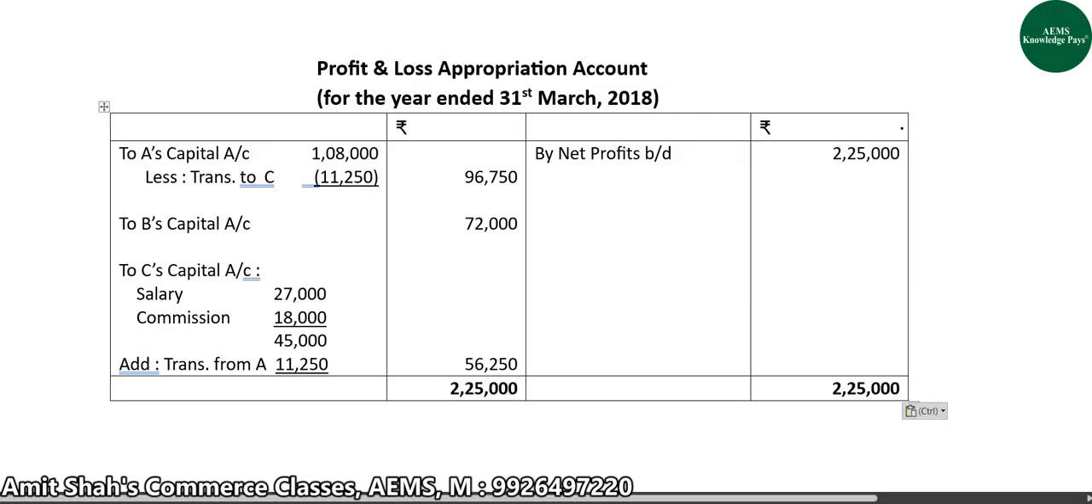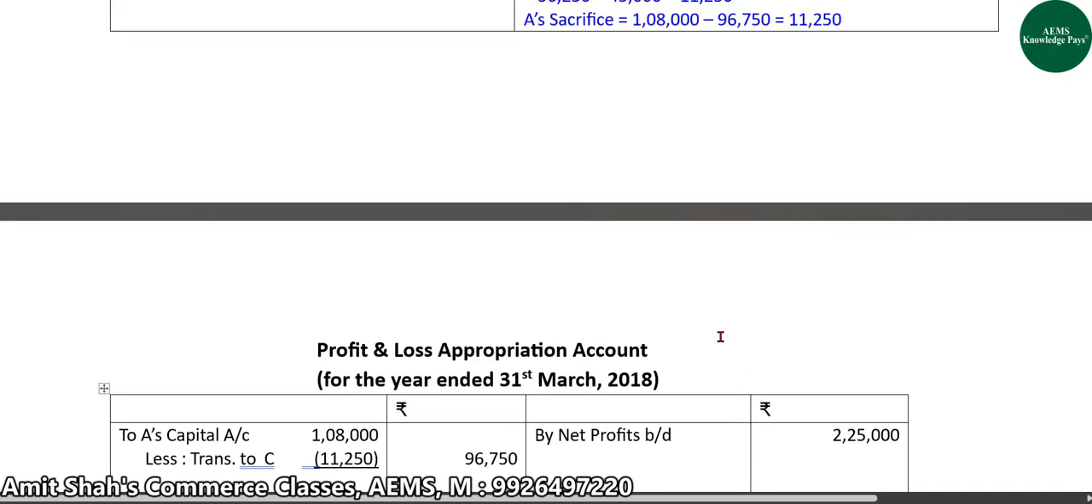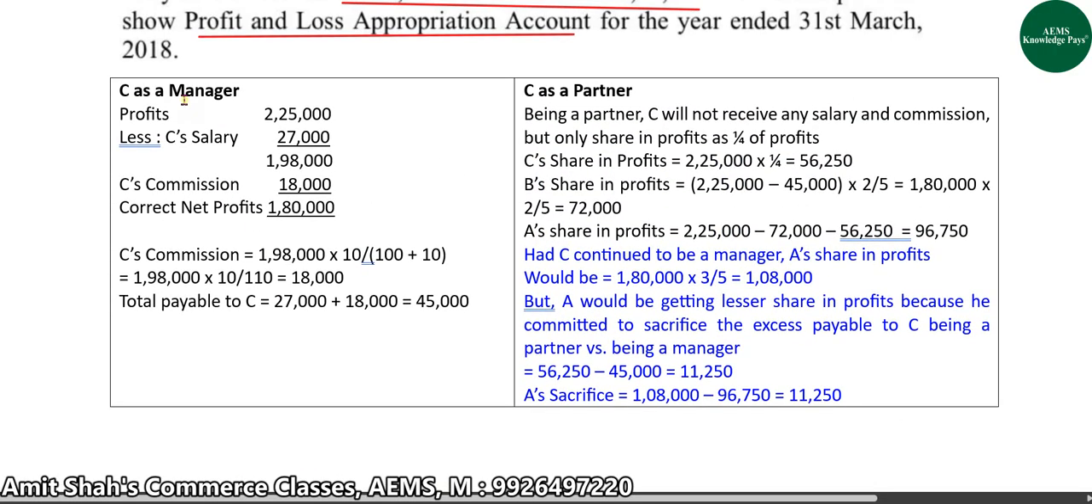This is how, guys, we will prepare the P&L appropriation account. And in workings, we will show this part. This one where we have shown how we got 27,000, 18,000, and here how we have got this 96,750 and 72,000 of share of A, B, and C.